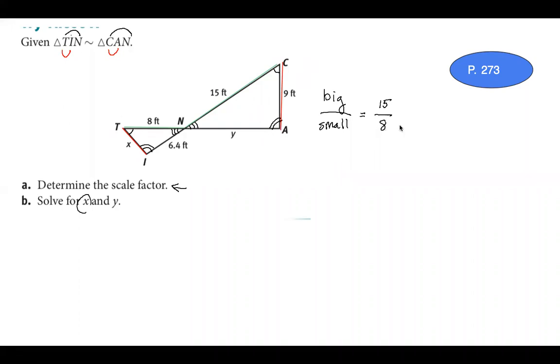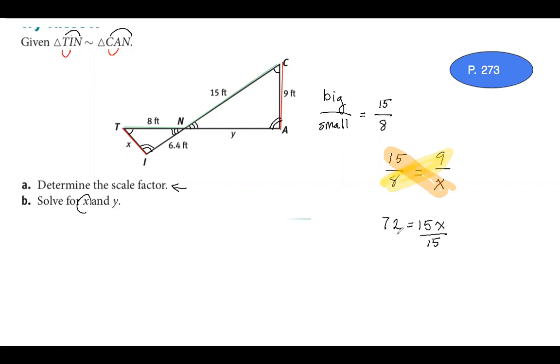So I'm going to take my 15/8, and I'm going to set it equal to the corresponding sides. Big triangle, 9, over little triangle, x. All right, so that's my equation. I need to solve for x. And for this one, because that x is in the denominator, I think cross multiplying is where I want to go. So I'm going to multiply on the diagonal, 8 times 9. And I'm going to multiply on the diagonal the other way, 15 times x. 8 times 9 is 72. 15 times x is 15x.